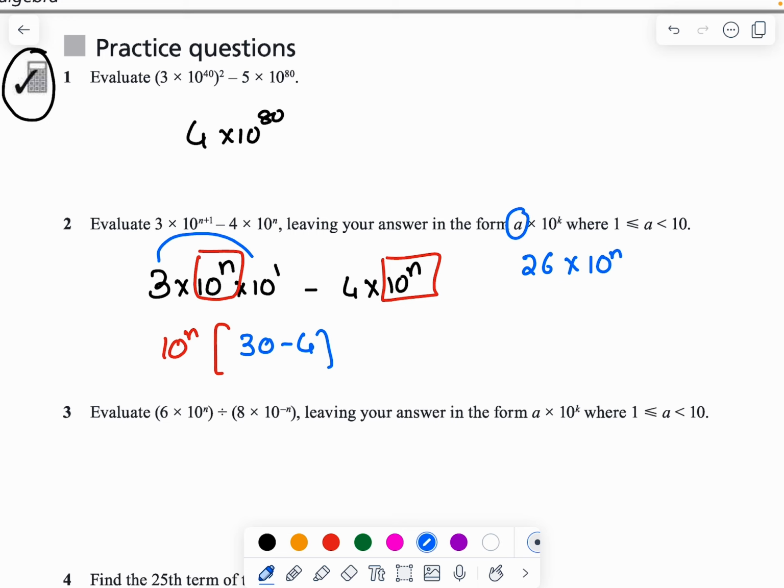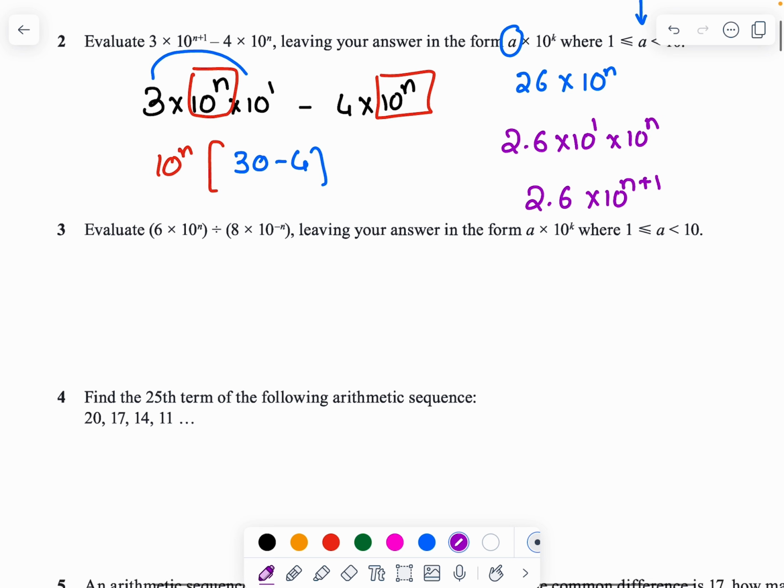But we should write it in the form a times 10 power n, where a lies between 1 and 10. So 26 can be written as 2.6 times 10 power 1 times 10 power n. So it becomes 2.6 times 10 power n plus 1. That's going to be the answer.